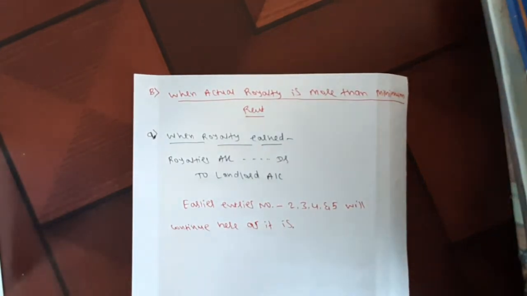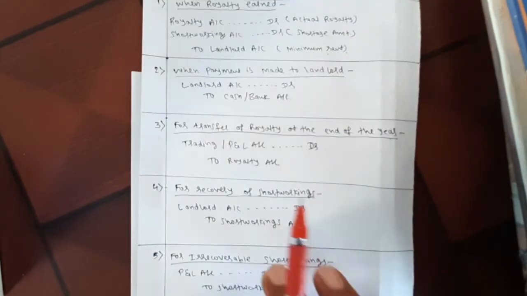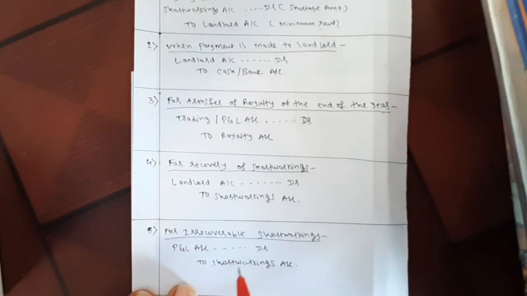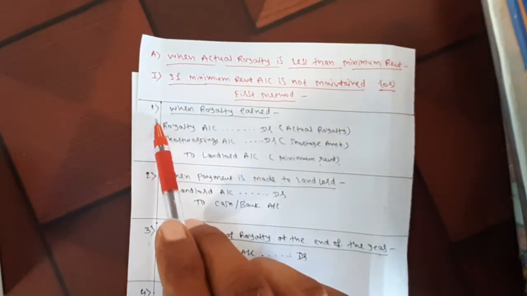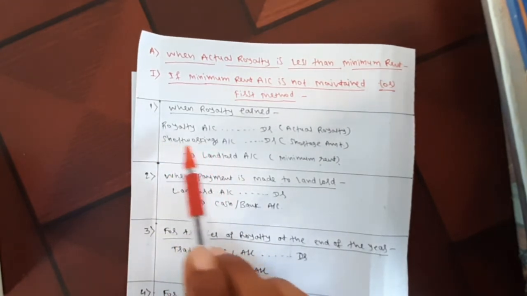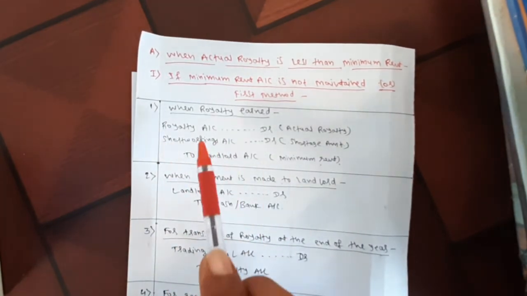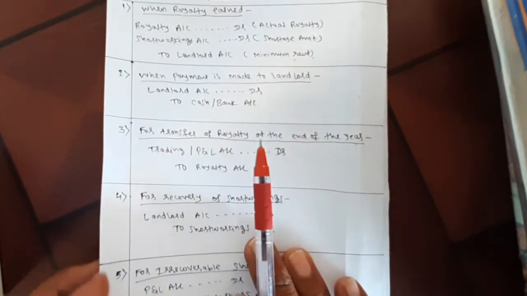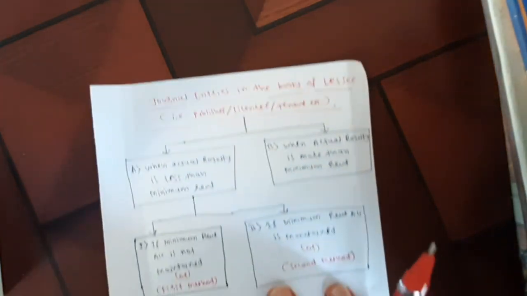Okay, so which are those earlier entries? As I have already told you, these are entries number 2, 3, 4, 5. These will continue here as they are. Only in place of the first entry, the short workings will be removed. So, royalty account to landlord account, and entries number 2, 3, 4, 5 will continue here as they are. Okay, so let me briefly summarize all these aspects.